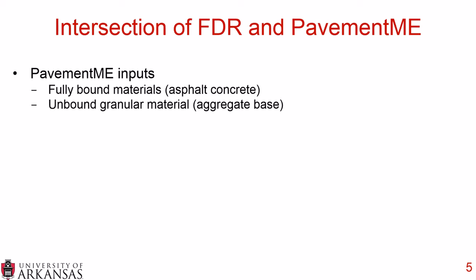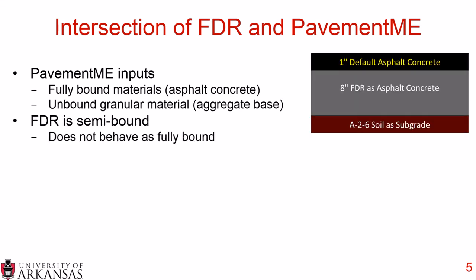When you take a step back and you look at the inputs into PavementME, there's two types of inputs that you can place. You can either say the material is a fully bound material, which is asphalt concrete, or it is an unbound granular material, or an aggregate base. So when you're looking at inputting material properties into PavementME, you're either saying the material is fully bound or it is unbound. Now the challenge with FDR is that FDR is semi-bound.